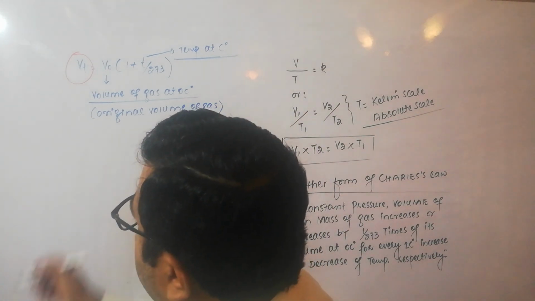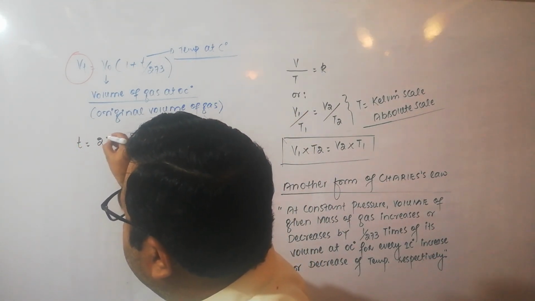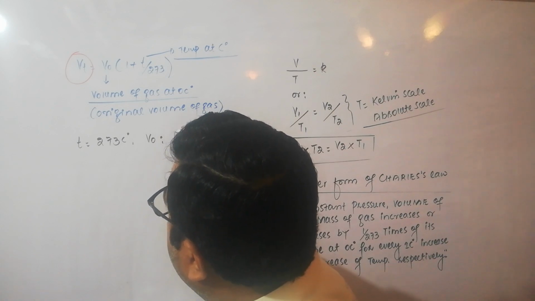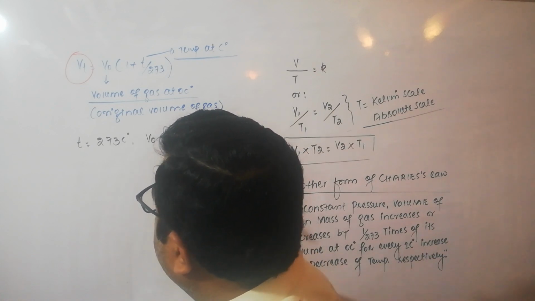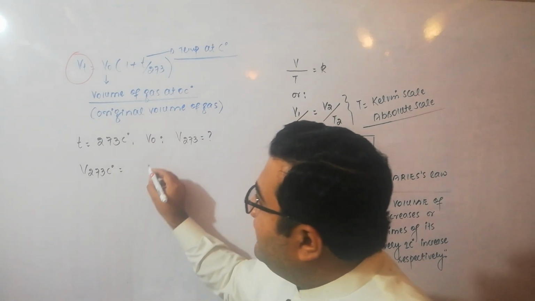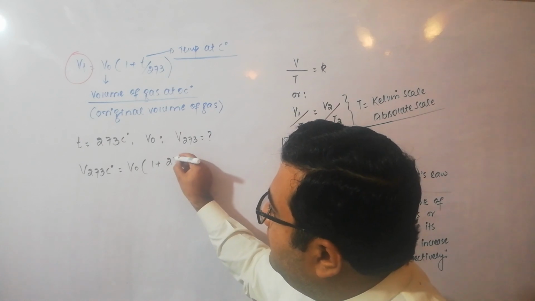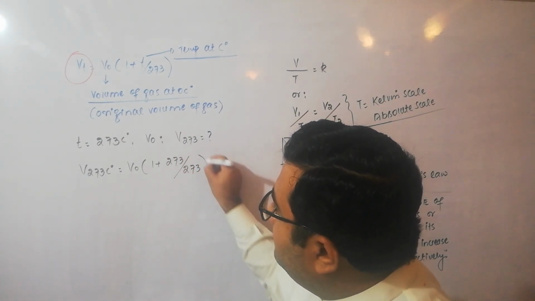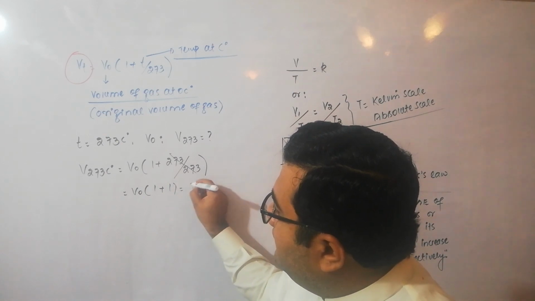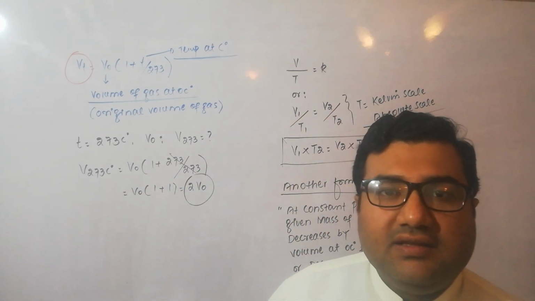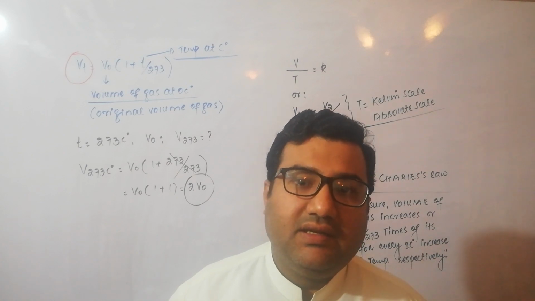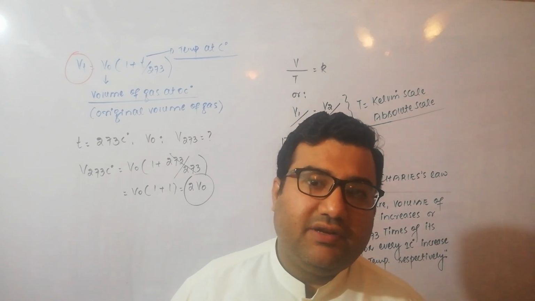Suppose that the temperature is 273 degrees C. Original volume is V naught. Then what will be the volume at 273 degrees C? Applying this formula, volume at 273 degrees C is equal to V naught into (1 plus 273 over 273), and you will solve it: V naught into (1 plus 1), that is equal to 2 into V naught. This simply means that the original volume of the gas doubles at 273 degrees C, or if you are taking it on the Kelvin scale, that will be 546 Kelvin.